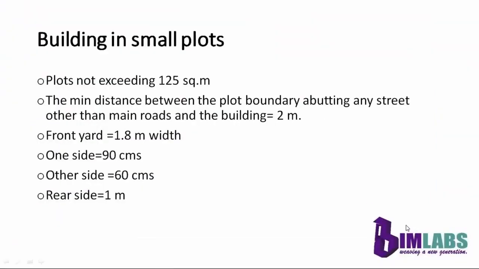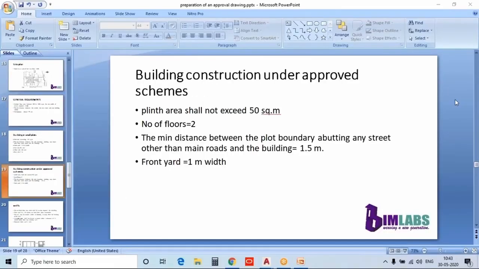Then this is the case of building in small plots. Then the next topic is building construction under approved schemes. That means building construction under approved schemes, like the welfare departments, like government making some homes or some welfare schemes like SC/ST departments or fisherman welfare associations. If they are making some building construction under an approved scheme, then the plinth area shall not exceed 50 meters square.